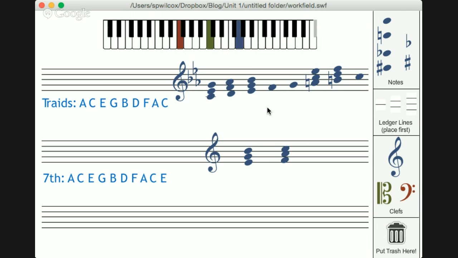So here's the first one, E, G, B. Right, we know it's in root position, right? Stacked in thirds, E, G, B. So what type of triad is this? Well, between E and G, we have a minor third. And between G and B, we have a major third.